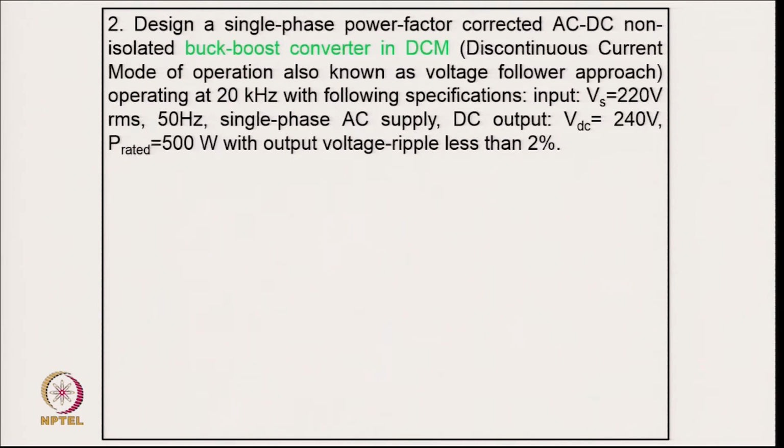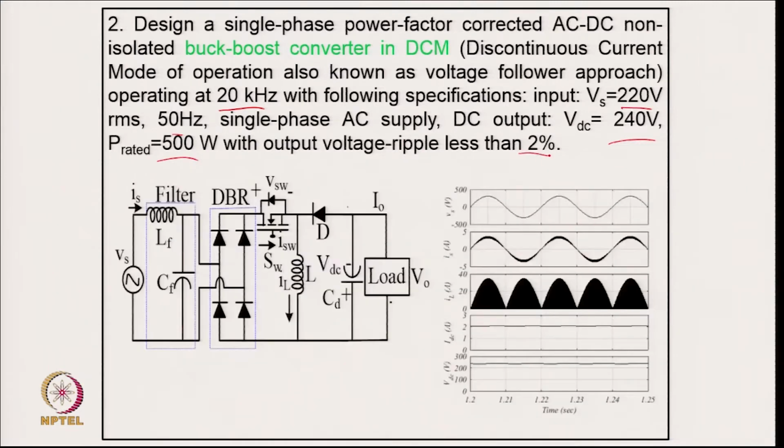Coming to the second example: design a single phase power factor corrected AC/DC non isolated buck boost converter in discontinuous current mode of operation, also known as the voltage follower approach, operating at 20 kilohertz, with the following specification: input of 220 volt 50 hertz single phase supply, DC output of 240 volt, and power rating of 500 watt with an output voltage ripple of less than 2%.